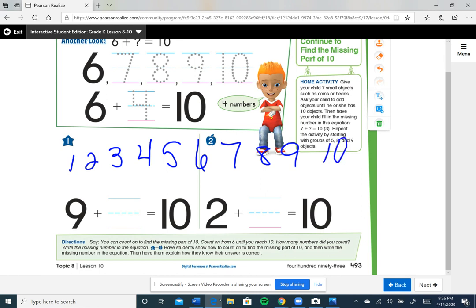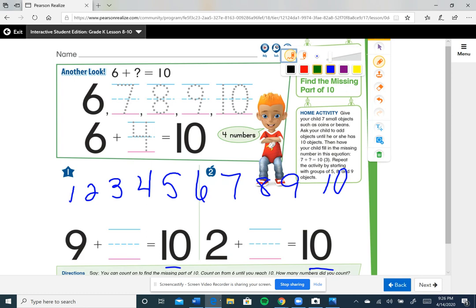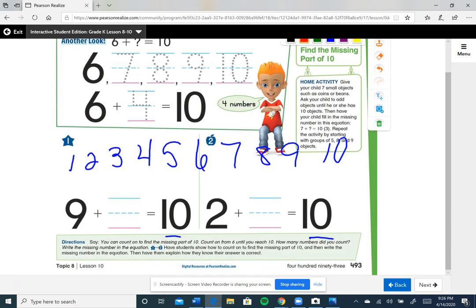Now I wrote my numbers all the way up to 10 because that's what they're ending with. All right? Now, a little red since it'll be easy to see. I'm going to do the hops on the number line because I think that's what works best for me. Now, I'm not saying you have to do that. You can do it a different way.